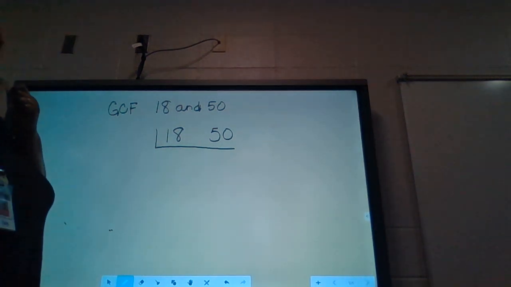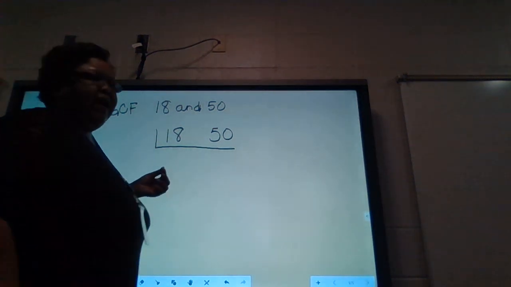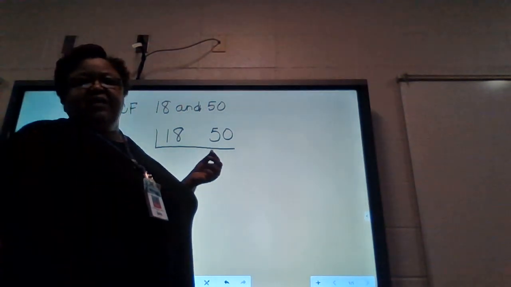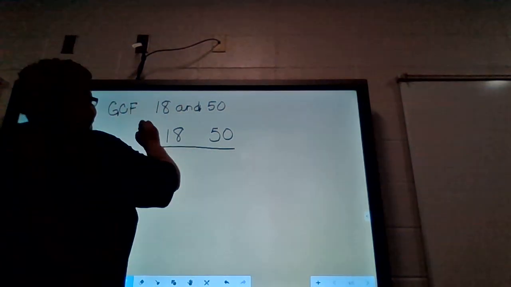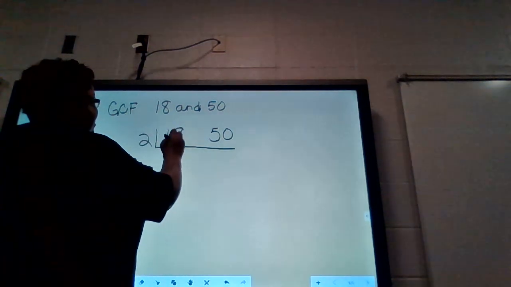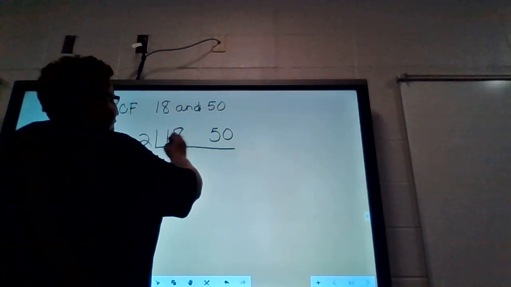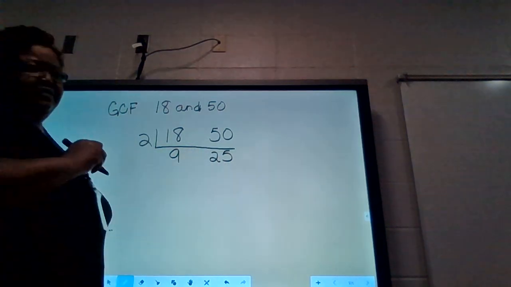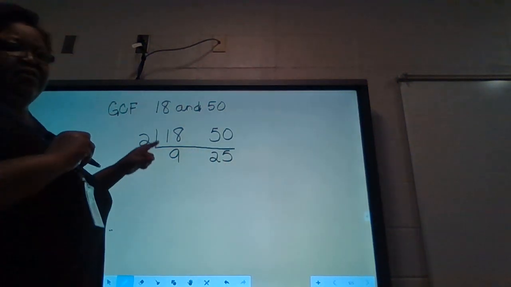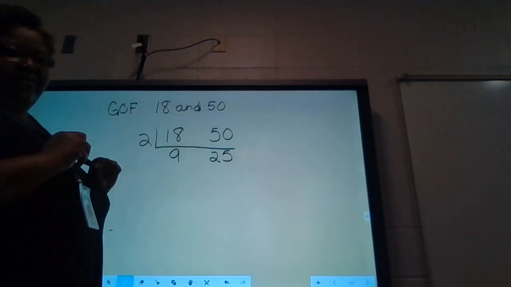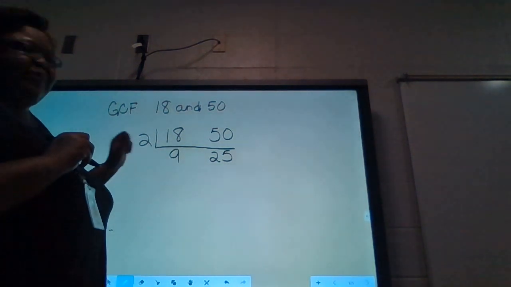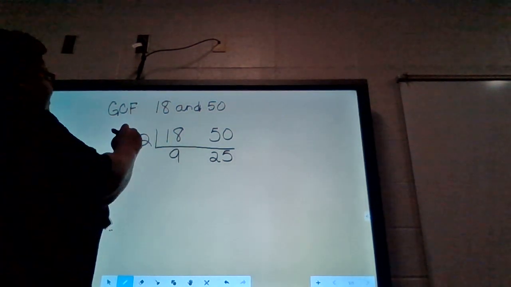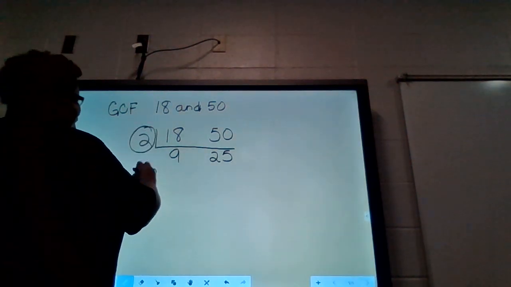So both of them are even. Remember from our divisibility rules, both of them are even numbers. So I'm going to try 2. That's the easy one. 2 goes into 18 9 times. 2 goes into 50 25 times. Now, is there anything else that'll go into 9 and 25? 9 is divisible by 3. 25 is not. So my GCF is 2.